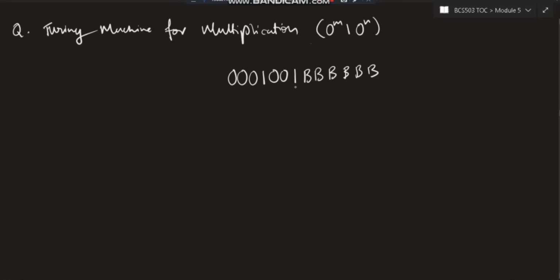We are going, my answer will be present. Where will my answer be present? My answer will be present after this one. Okay, and how will my answer be denoted? When we multiply 3 into 2, we'll get 6, right? So here, instead of 6 b's, I'll have 6 zeros here. Okay, that will be my final answer.